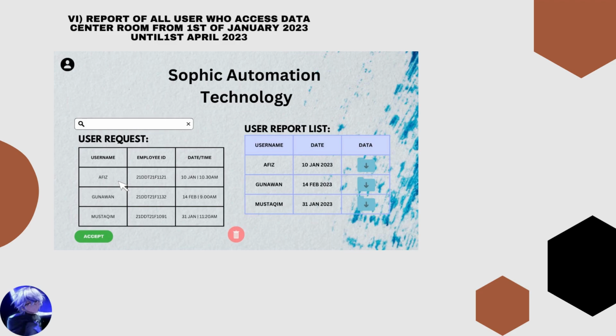And for number 6, report all users who access the data center room from 1st January till 1st April 2023. And next, just click on the selected users again, right click on it, and choose the report list. After that, you will see all the users report list on the next interface. It will look like this, and then there are the dates and data of the users. The user data can be downloaded only by the administrator.